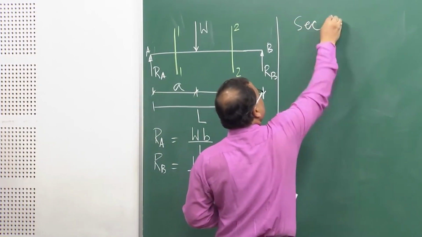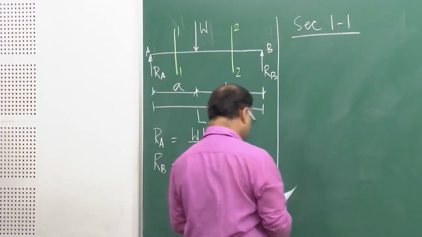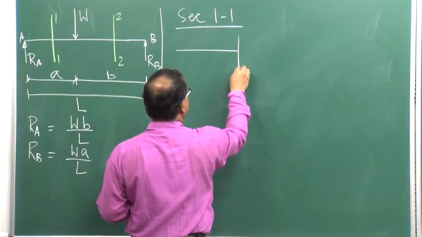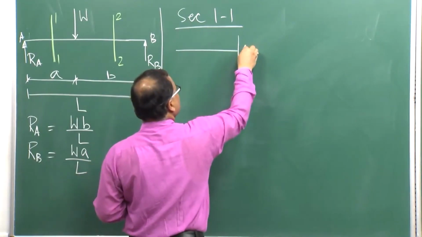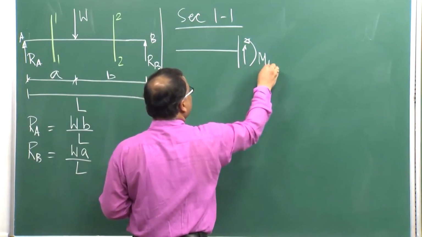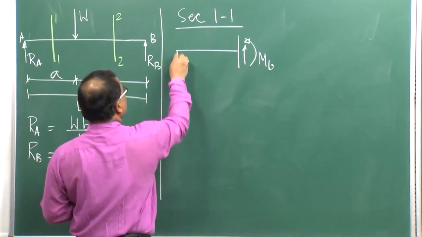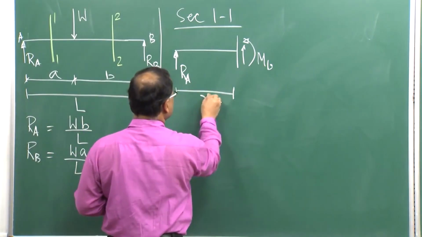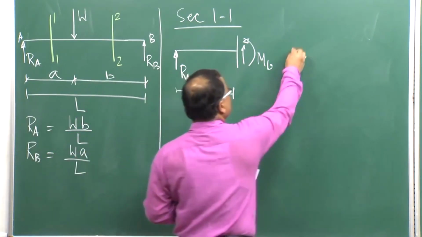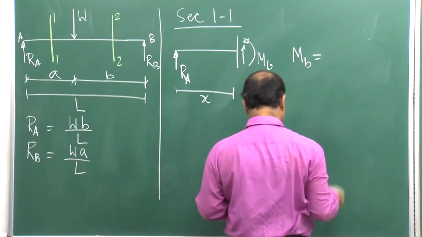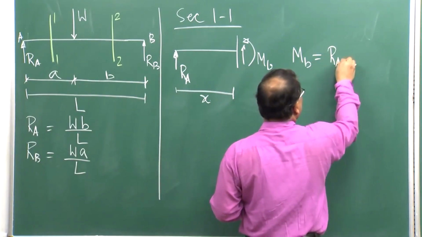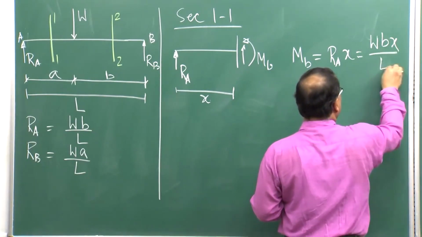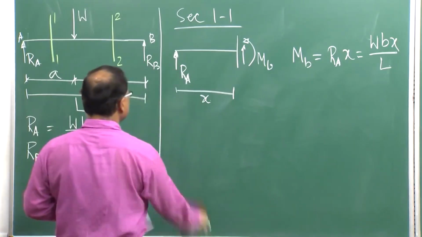So, section 1-1, that is nothing but this. This is your V, this is your MB, this is your RA and this is your x. So, from this I can find MB equal to RA x, which is equal to Wb x by L.